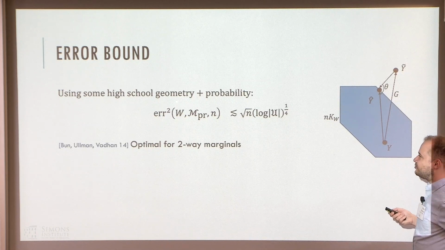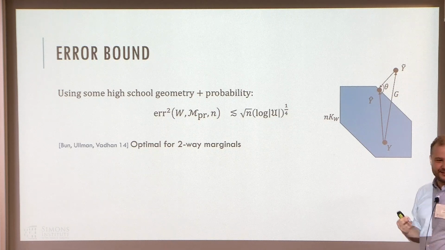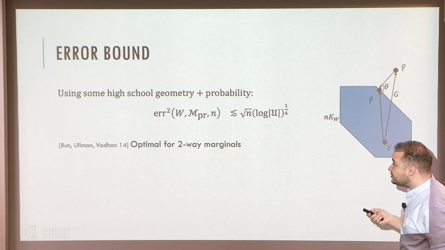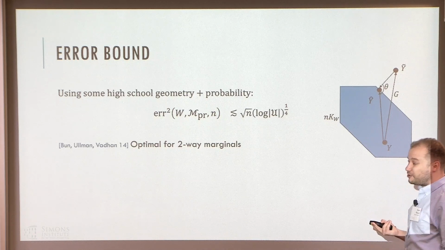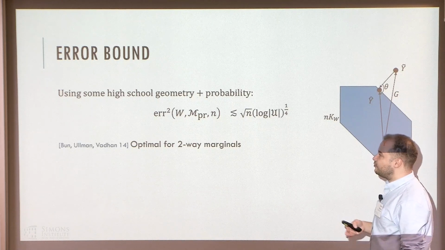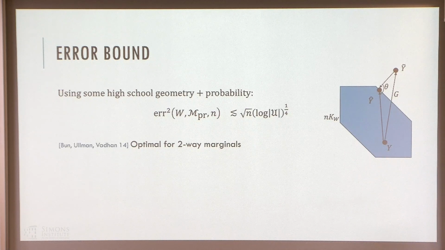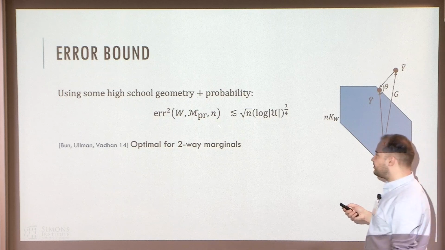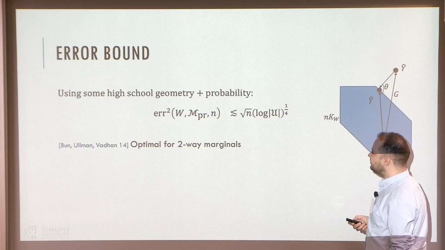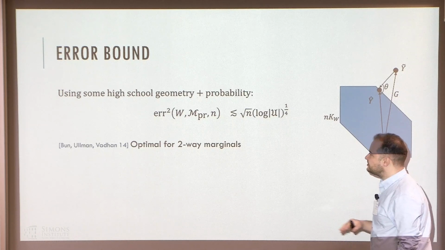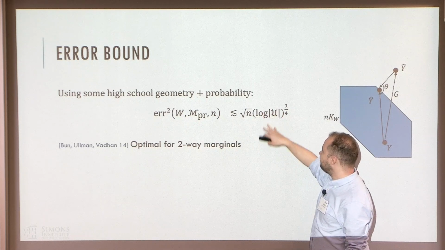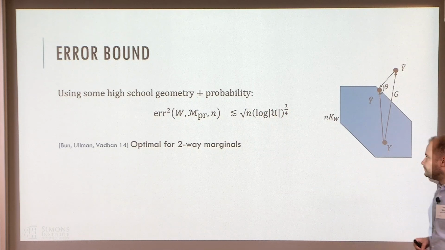So using a little bit of high school geometry, basically just geometry with triangles, and a little bit of probability, you can show that the mean squared error, so far we were talking mostly about worst case error, but remember there was this notion of mean squared error where I took the squared errors and I averaged them over the different queries. So the mean squared error you can show is bounded by square root of the database size. Remember, these are unnormalized counting queries. By the square root of the database size times this power of the log of the universe size.